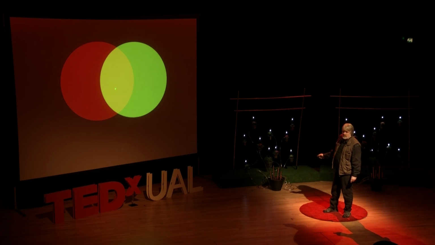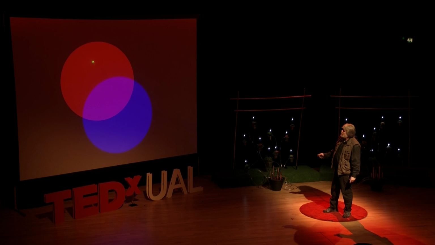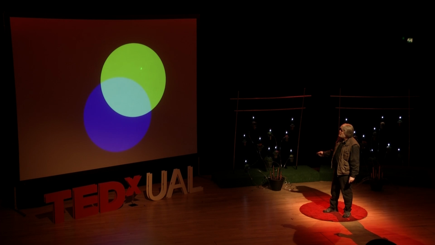Red and green combine to make yellow, and this is not art, this is adding lights together, so it's not subtractive colour mixing. If you add together red and blue light, you see purple. If you add together green and blue, you see a cyan. If you add together all three, you see a white. Or you would do if the projector was better.